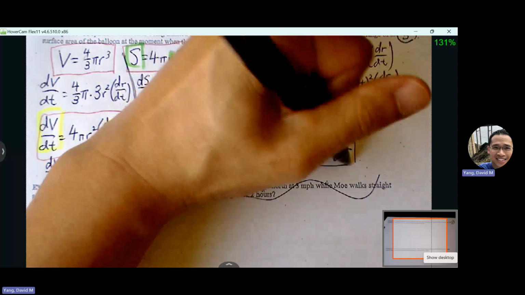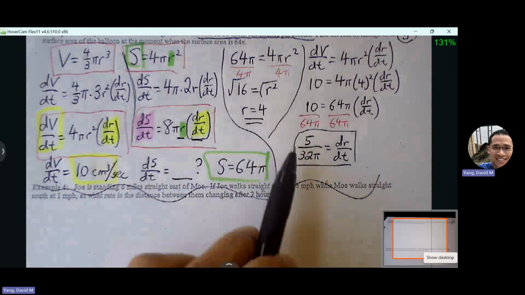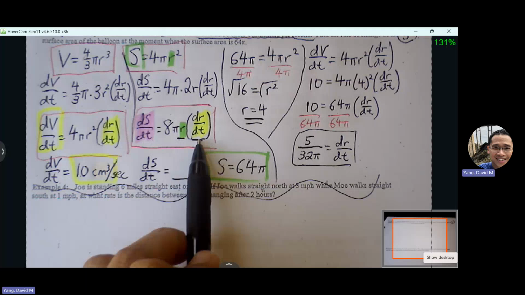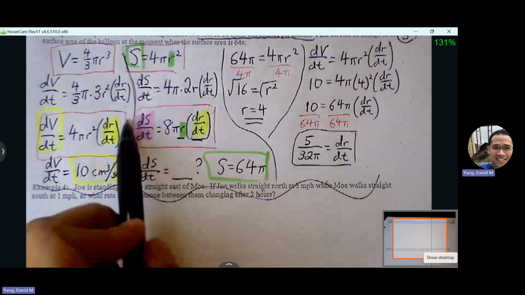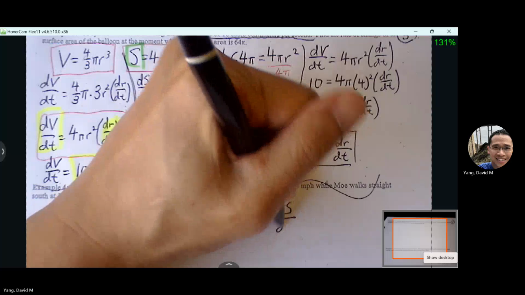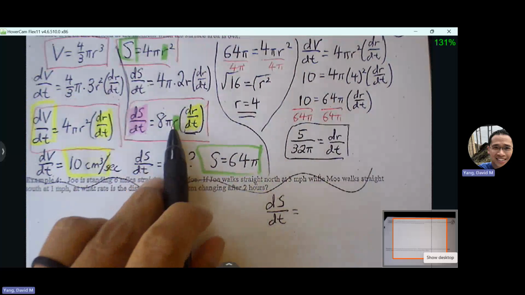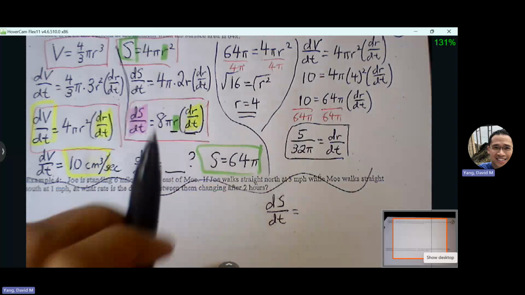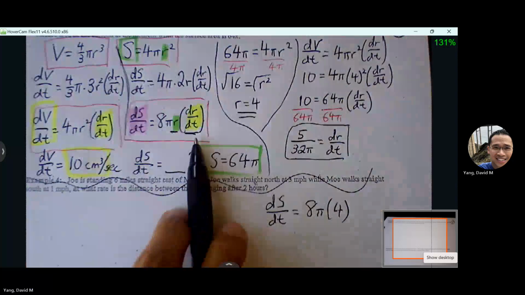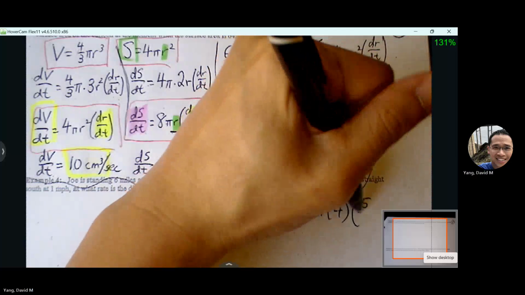Okay, so we're almost there. We have the last two pieces that we needed to find to solve for ds/dt. We needed the radius, we found that. We needed the dr/dt, we found that. So now we can put into our ds/dt equation and find that value. So 8 pi r gets replaced with 4, and dr/dt gets replaced with 5 over 32 pi.